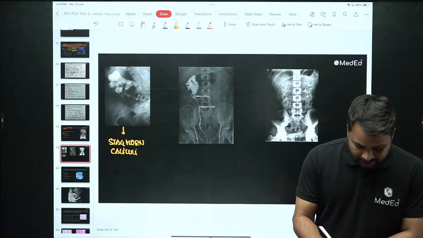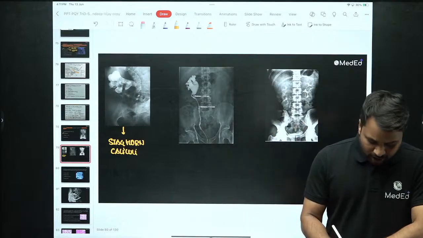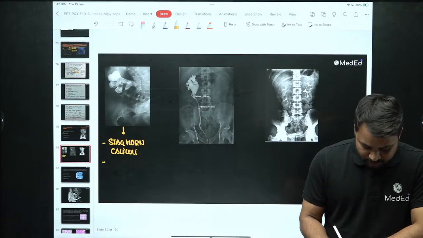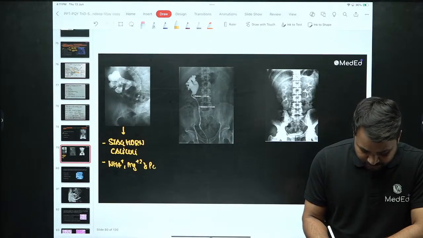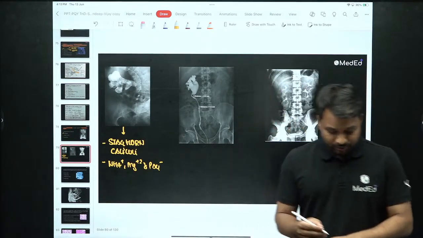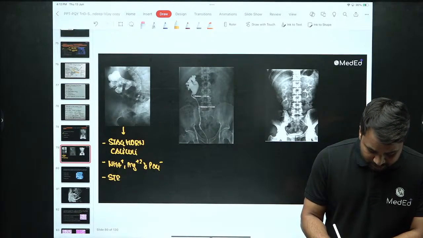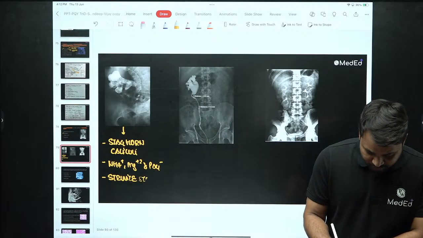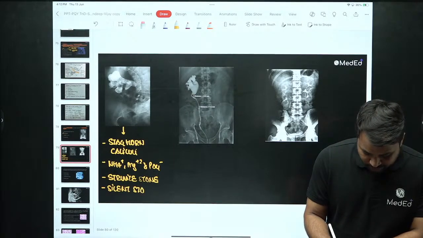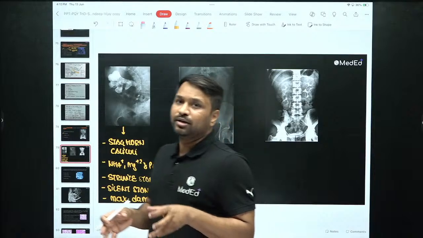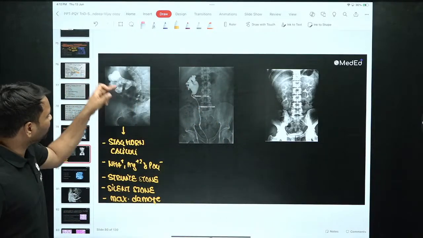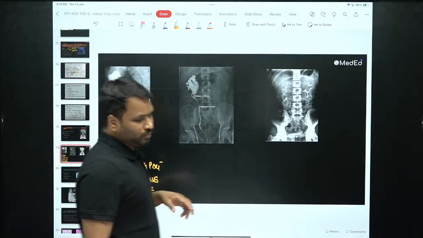Now, staghorn calculi are seen on an X-ray. They are called triple stones. Why are they called triple stones? They have ammonium, magnesium and phosphate crystals. Because it has 3 crystals, it is called the triple stone. It is also referred to as the struvite stone. Also referred to as the silent stone, because it grows very slowly. And remember, the maximum damage to a kidney is done by staghorn calculi. You can see how nicely they depict the staghorn here.